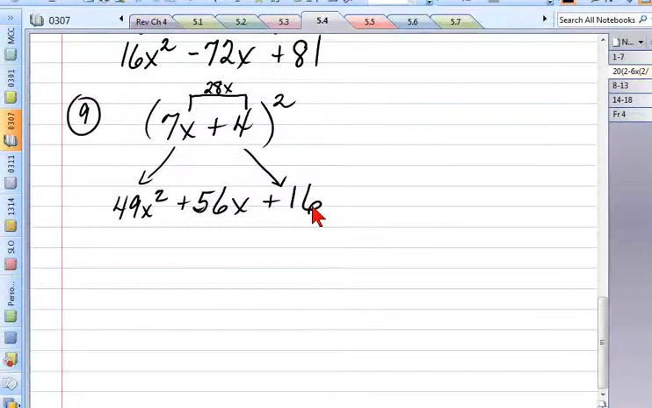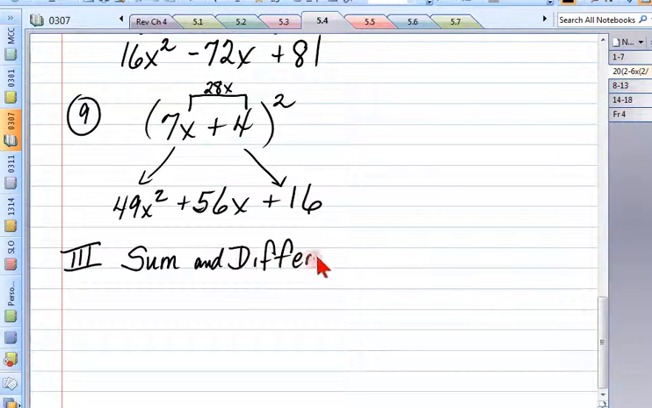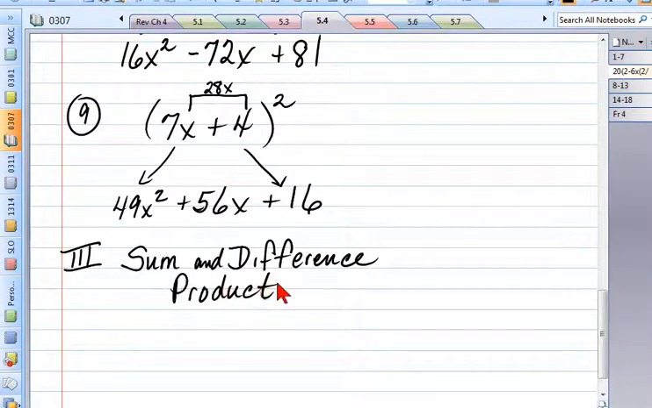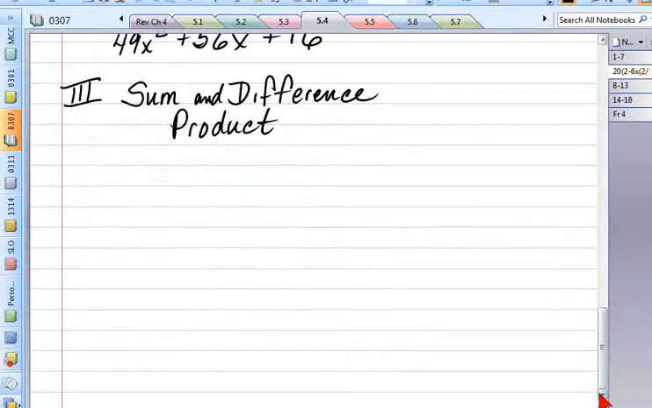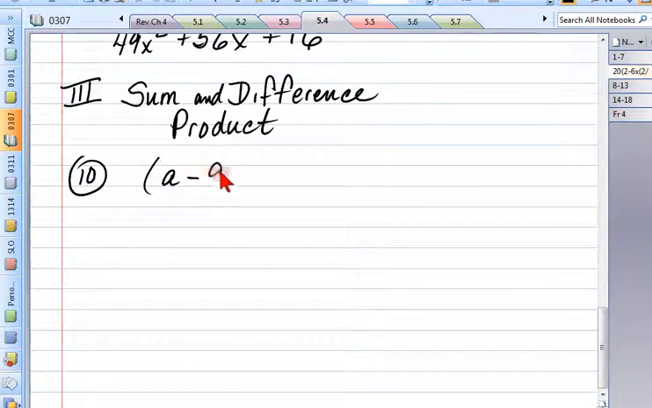The last trick, which is the fastest of all of them, is called a sum and difference product. This is a nice little shortcut that works only on certain kinds of binomial products. Problem number 10 is an example. It says, would you multiply a minus 9 times a plus 9?